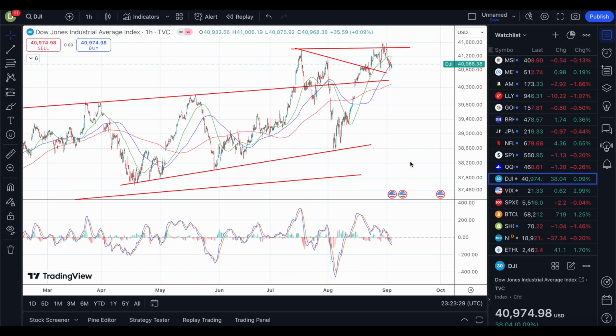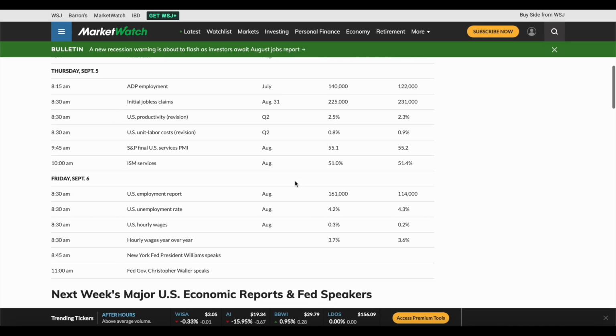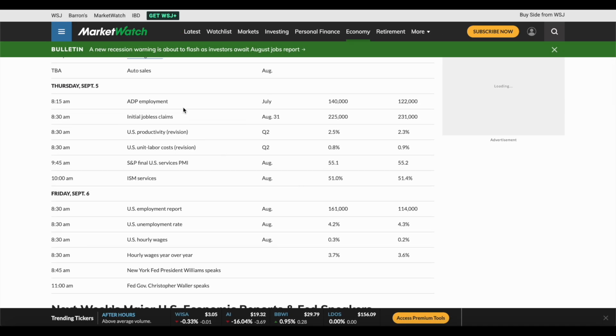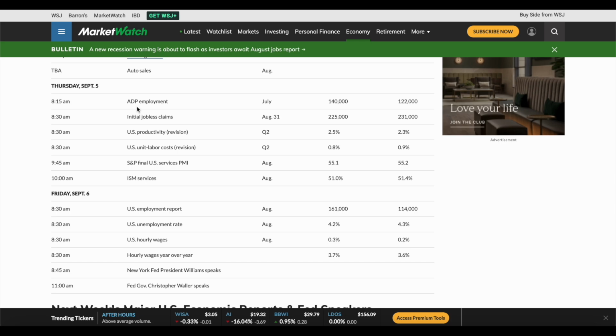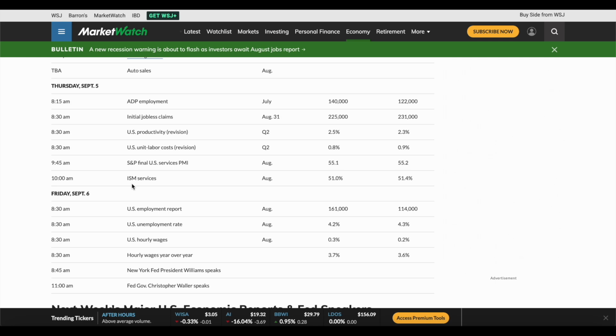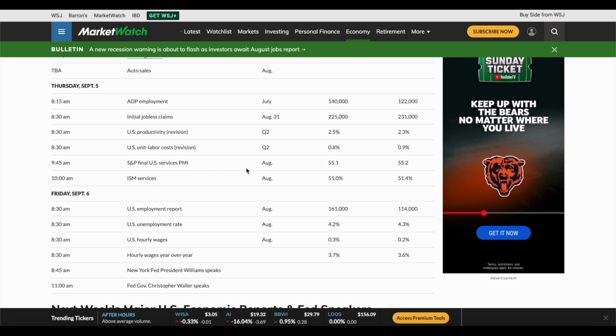And before I get to the analysis portion, I'm going to go over the economic calendar. For Thursday, September 5th, 2024, at 8:15 a.m. we have ADP employment. At 8:30 a.m. we have initial jobless claims as well as U.S. productivity revision, and then we have U.S. unit labor cost revision. These are all for Q2. Then at 9:45 a.m. we have S&P final U.S. services PMI for August, and at 10 a.m. we have ISM services for August as well.